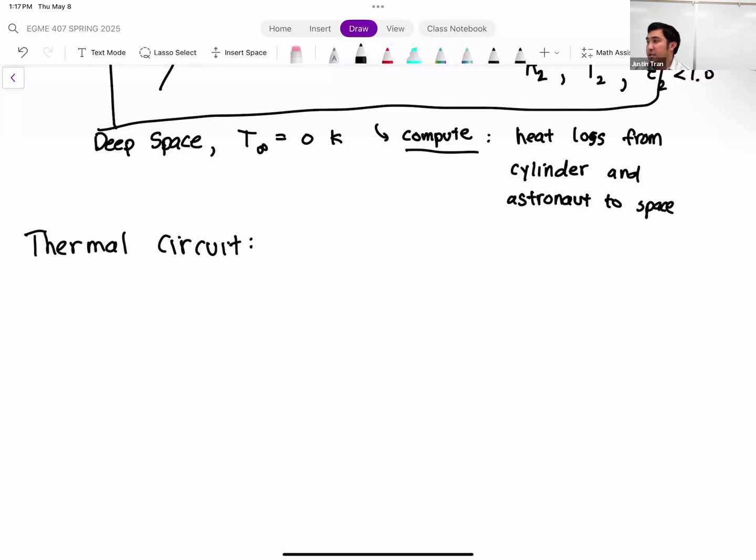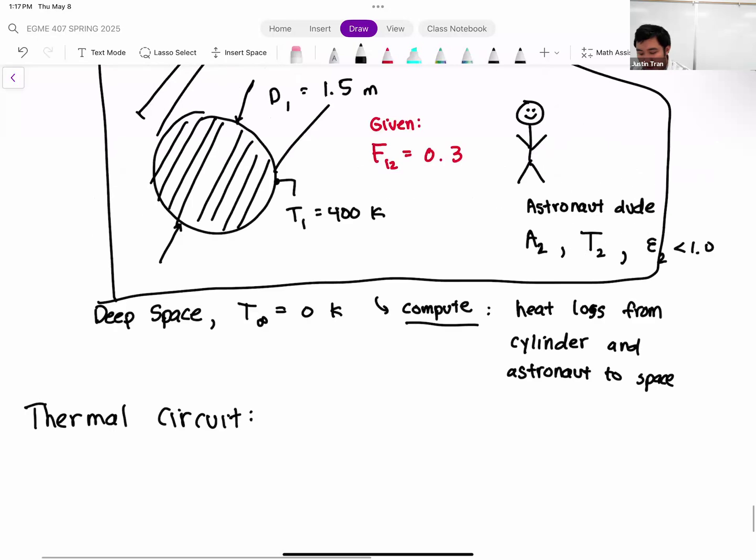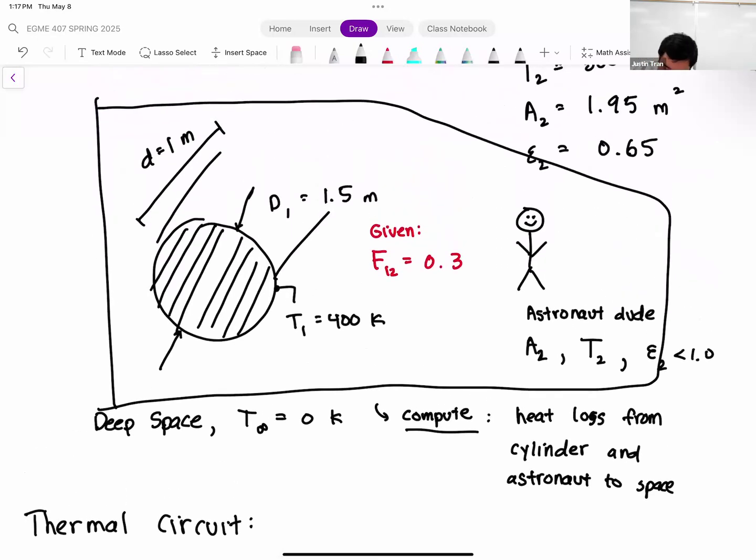Question: did you mention whether or not the cylinder is a black or gray body? Oh, thank you. Yes, the cylinder is a black body, so we're going to assume that epsilon1 is equal to 1.0. Thanks for catching it.